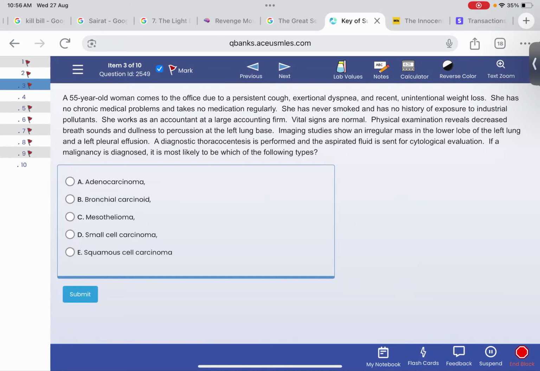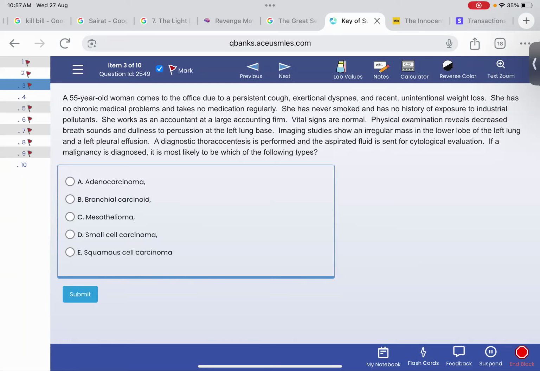A 55-year-old woman comes to the office due to persistent cough, exertional dyspnea, and recent unintentional weight loss. She has no chronic medical problems and takes no medications regularly. She has never smoked and has no history of exposure to industrial pollutants.